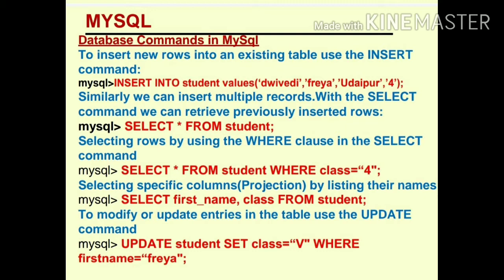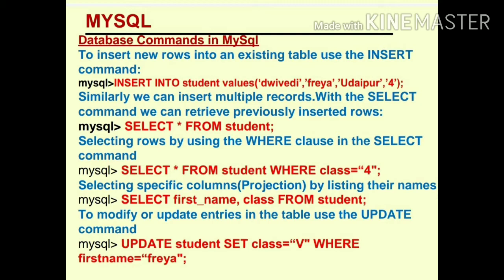Now I am going to tell you how to insert a new row in the database. For that we will use insert into name of the table values. Then you have to give the values separated by comma. If the data type is char or varchar, we will give the value in inverted commas. Otherwise you can write it in direct numbers. You can see Devedi in inverted commas, Freya in inverted commas, Udaipur in inverted commas, and then 4, because all the data types for these columns are varchar.